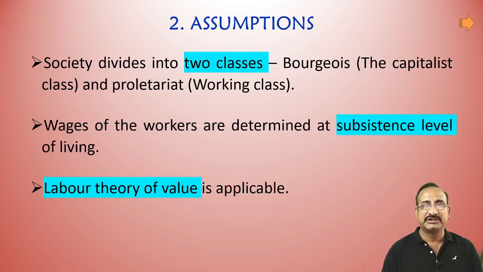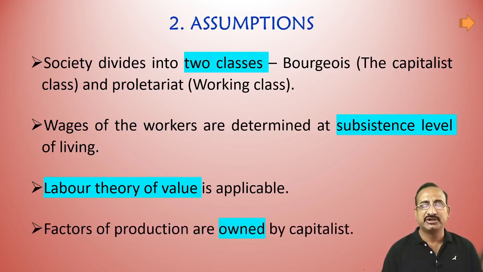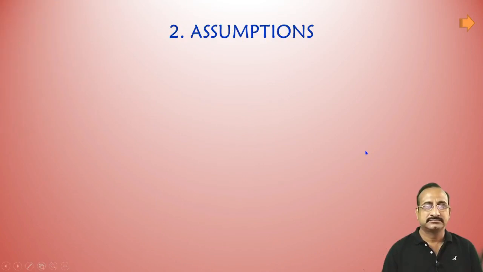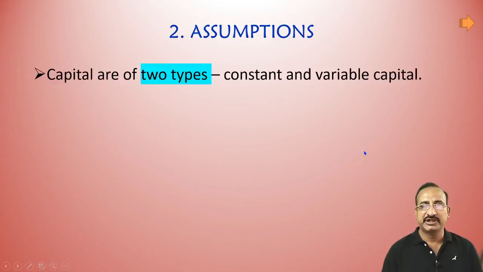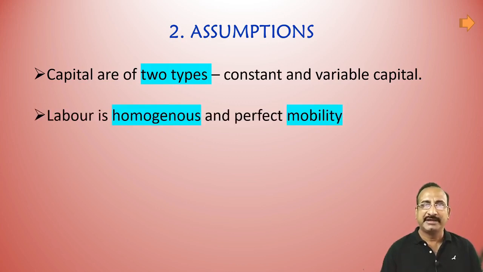The labor theory of value is applicable here, meaning that labor is the only factor which can produce value. Factors of production are owned by the capitalist. The total capital can be divided into two types: constant capital, that is the cost incurred on constant factors of production, and variable capital, that is the cost incurred for the hiring of labor. Labor is homogeneous, meaning that there is no difference among the labor regarding physical strength, mental ability, intelligence, productivity, etc.